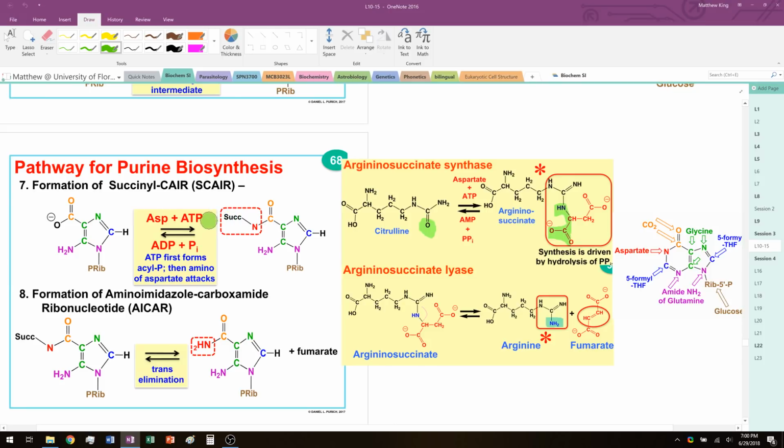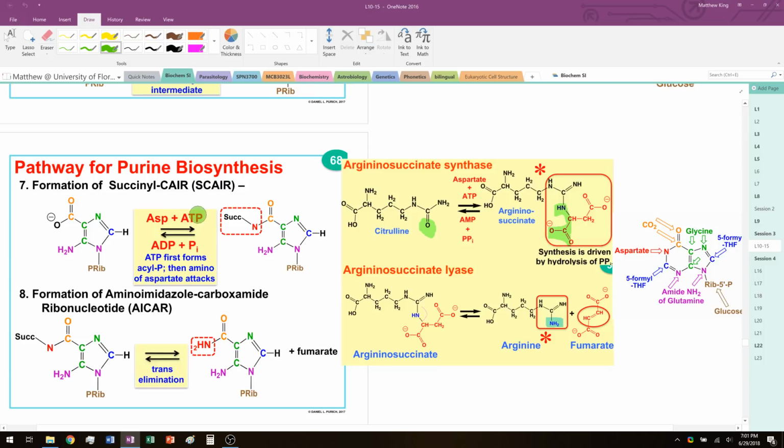Basically, succinate is a derivative of aspartate. And looking back at the urea cycle can help us see exactly how this works. So over here in the urea cycle, when we went from citrulline to argininosuccinate, we had to add aspartate and ATP.